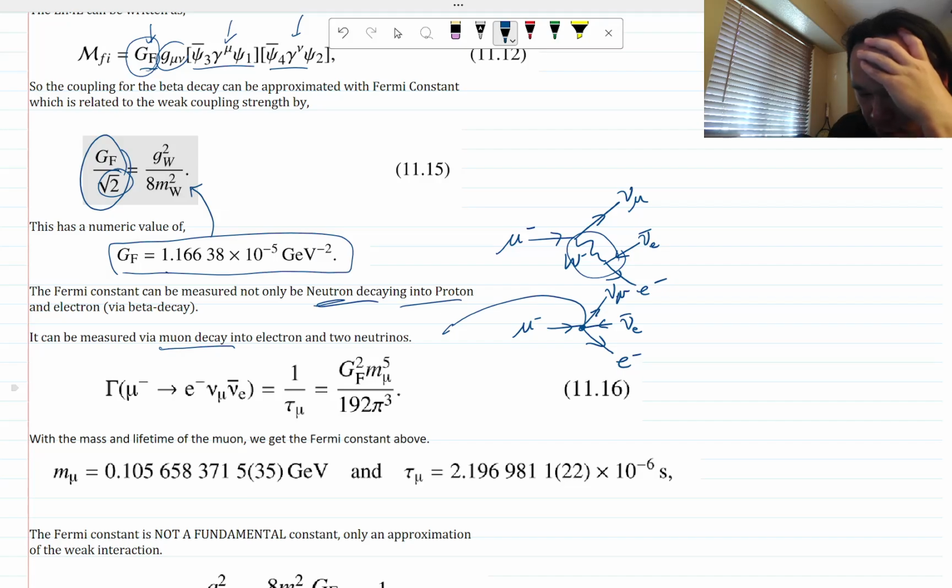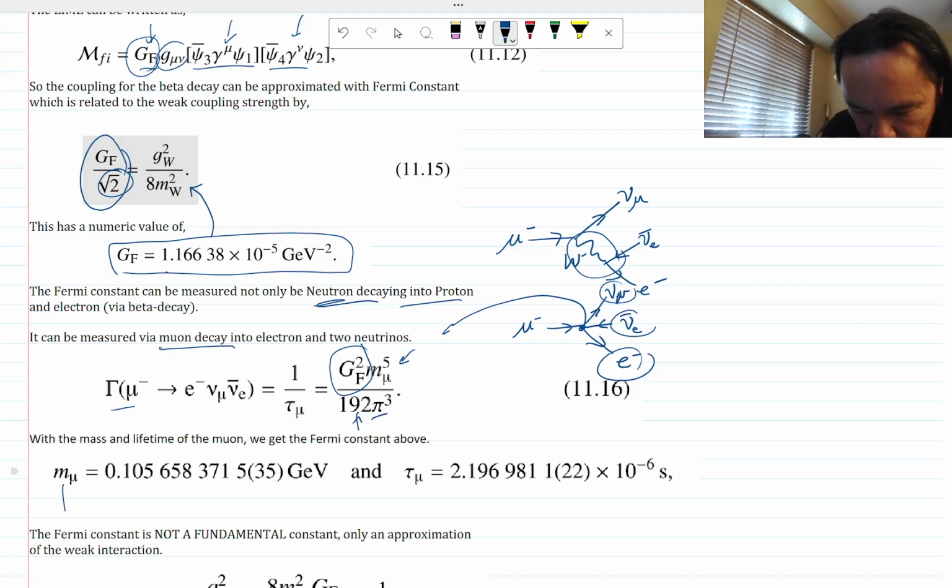What's going to happen is that you're going to find a result where the decay rate is proportional to the Fermi constant squared, times the mass of the muon to the 5th power, where all three of these final particles are assumed to be massless, and there's a factor of 192 pi to the 3rd on the bottom.